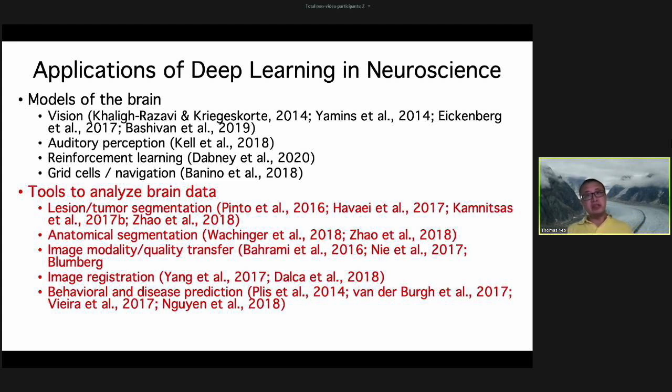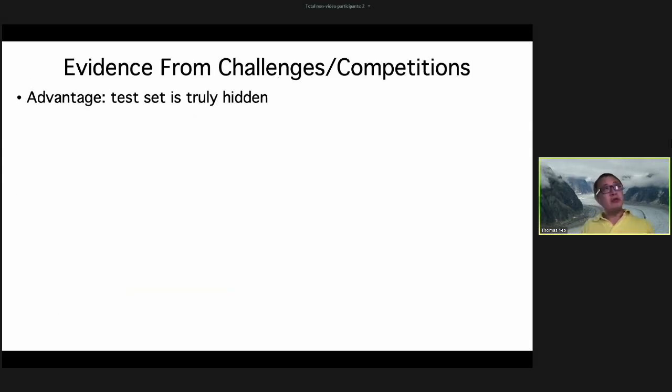Today, we'll focus on this second type of application. In particular, we want to discuss whether deep learning has proven to be more accurate than traditional machine learning techniques. For this question, we can consider two lines of evidence. First is the evidence from competitions or challenges.